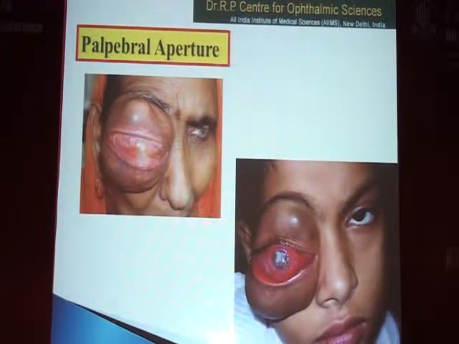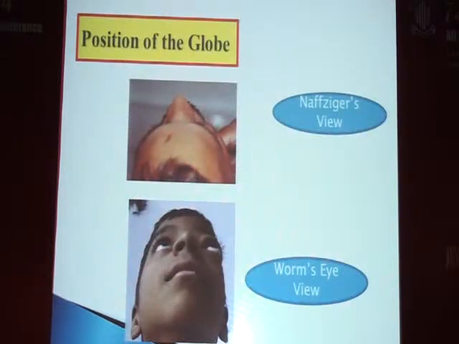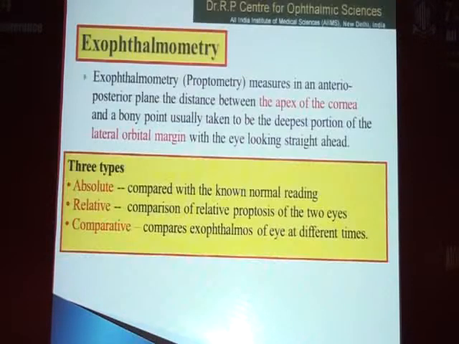Palpebral aperture size changes could be there in sebaceous gland carcinoma or some of the lymphomatous proliferating tumors. Now, this kind of picture with lid retraction and a lateral flare is quite diagnostic of thyroid ophthalmopathy. Then, to look for the position of the globe, we have these two classical views: the Naviers view, where you look at the patient from behind, and the worm's eye view, in which you look from below the patient.